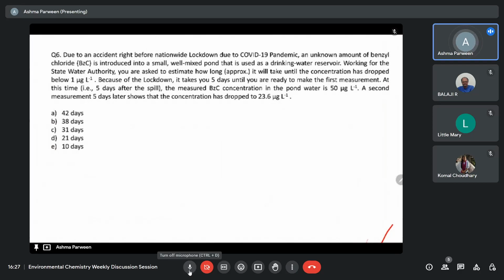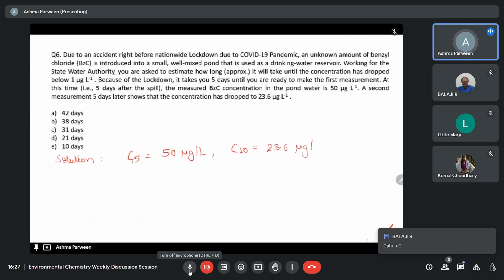So we have been given the C5 concentration after 5 days, that is 50 micrograms per liter. We have been given the concentration after 10 days, that is 23.6 micrograms per liter. I got one answer as C. Yes, C is the correct answer.